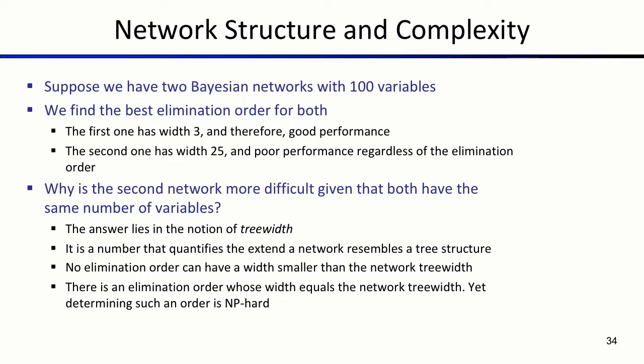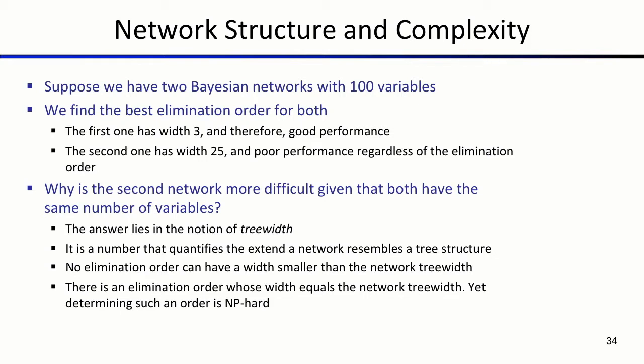And we find that no elimination order can have a width that is smaller than the network tree width. So in some sense, the network tree width is a lower bound to the width of the elimination orders that we can find. We will also find that there will be one elimination order, it can be more than one, but it's guaranteed that at least one elimination order exists that has a width equal to the tree width. But finding such an elimination order is an NP-hard problem. So it's going to be difficult to do.